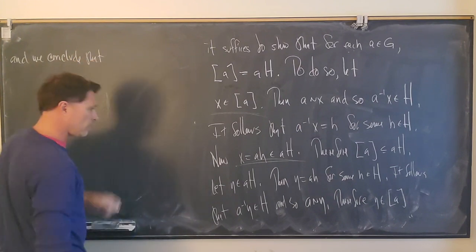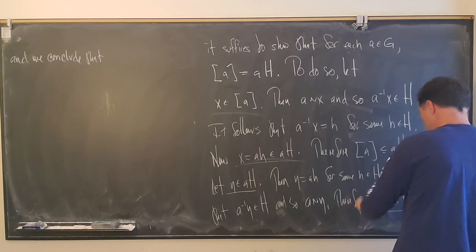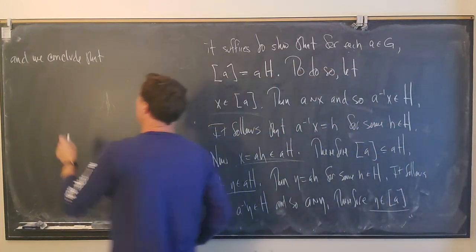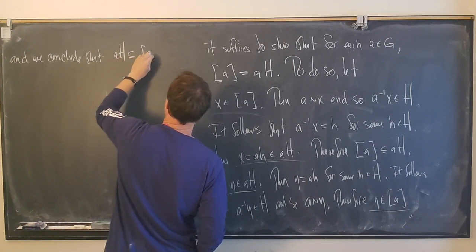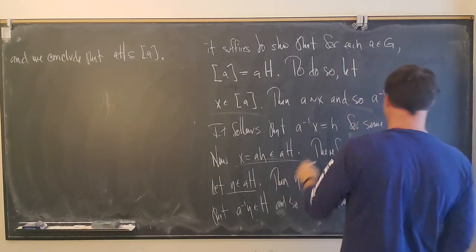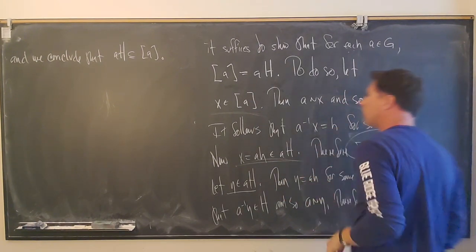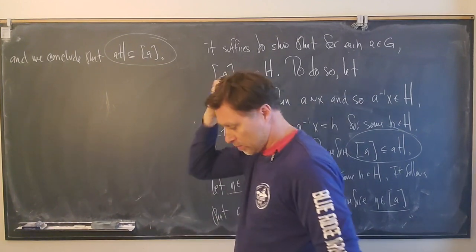that. So what did we do now? We started off in the left coset and we ended up in the equivalence class, so we can conclude that aH is contained in bracket a. So now we have inclusion in both directions. That's exactly what we needed, right? And so that completes the proof.